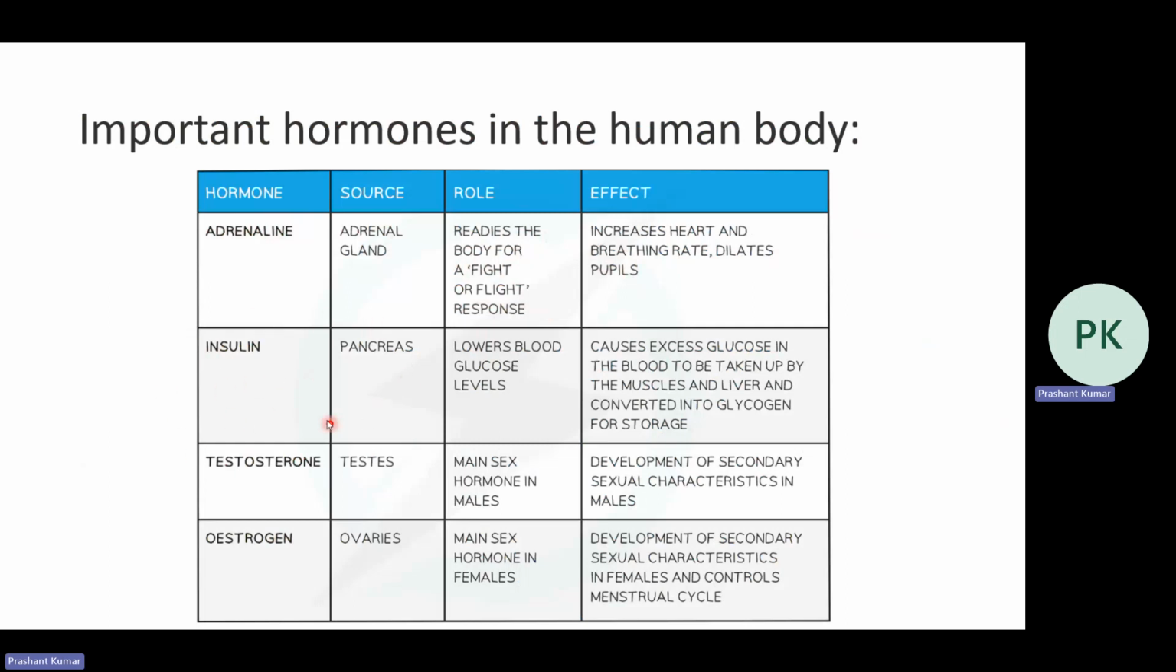Insulin is secreted by the pancreas. The role is to lower the blood glucose level, right? How do they do it? They convert extra glucose into glycogen. Testosterone is present in the testes. What is the role? It is the main sex hormone in the male, right? It develops secondary sexual characteristics. Estrogen in the female brings secondary sexual characteristics in the female, and also begins the menstrual cycle.